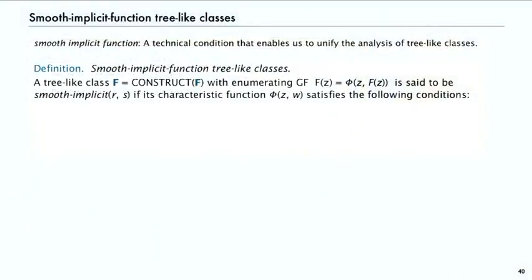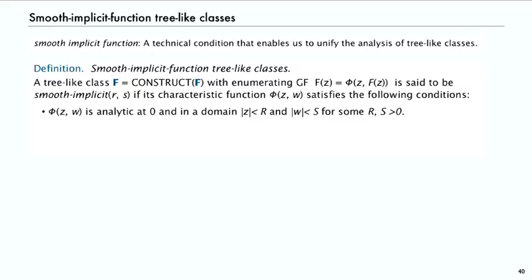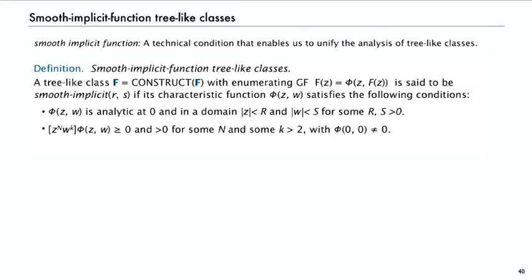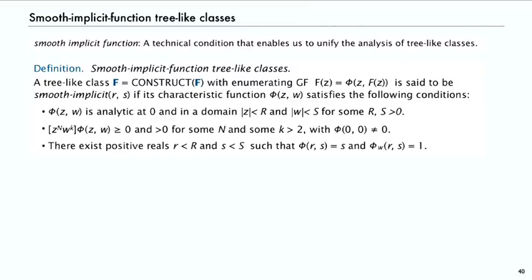So we've got our tree-like class f = Phi(z, f(z)), the construct of f, that's the generating function. We say it's smooth implicit if its characteristic function satisfies conditions, and here are the conditions. It's got to be analytic in a domain with its two values less than some values r and s. These functions are usually very simple functions, so that's not a problem. It's got to be non-negative, and it's got to actually not be zero for some values. That's again removing degenerate conditions. I won't spend time on that.